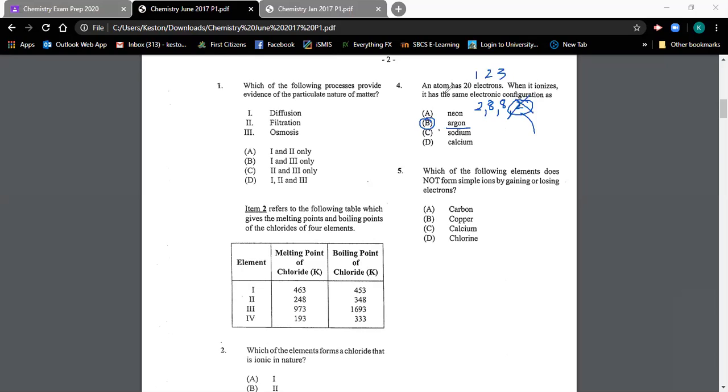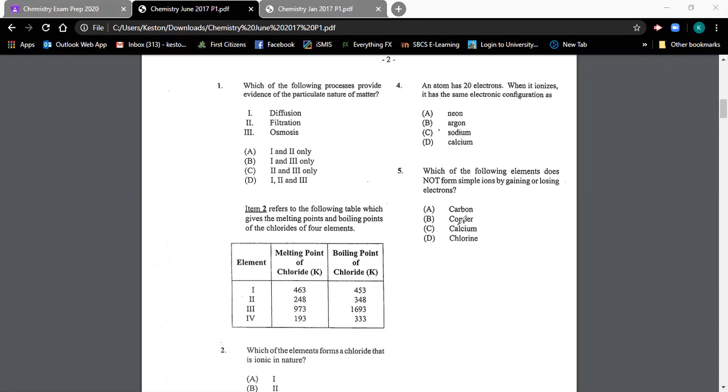Very good. 5. Which of the following elements does not form simple ions by gaining or losing electrons? You could do an elimination process here. Which of them would form simple ions by gaining or losing electrons? We know for sure that chlorine would. Chlorine just needs to gain 1 more. So would calcium and copper. Copper has 2 plus and sometimes 3 plus, but mainly 2 plus.